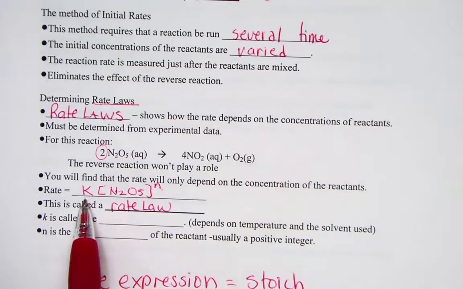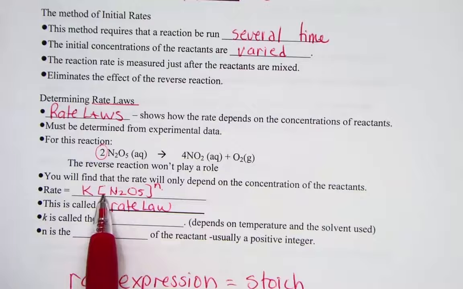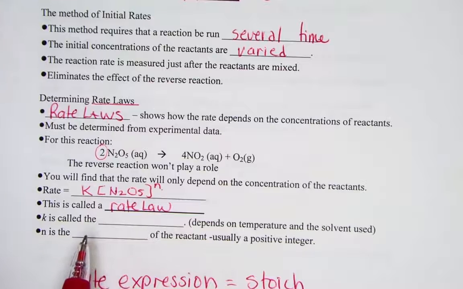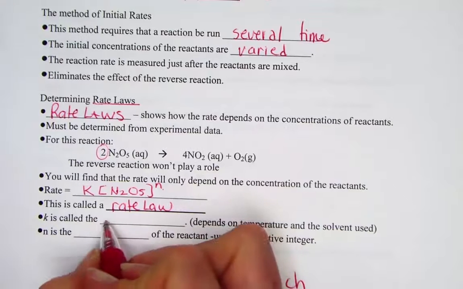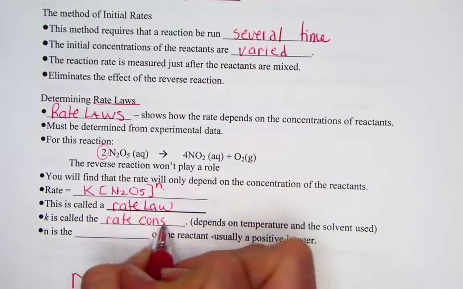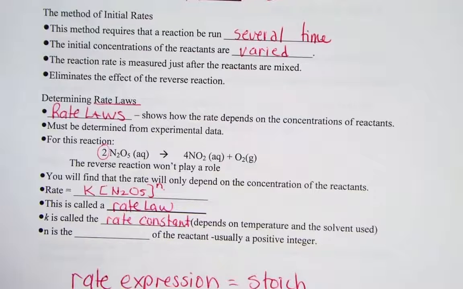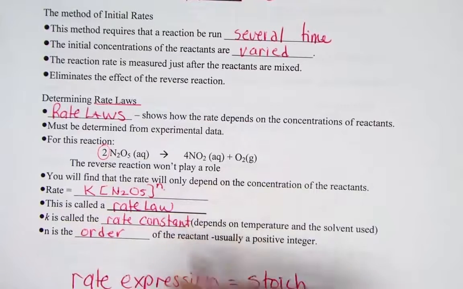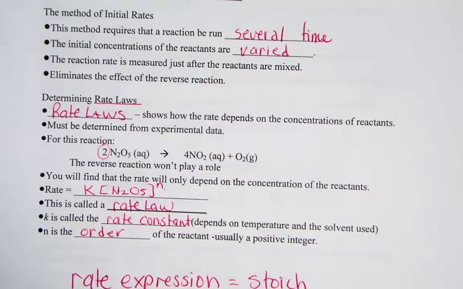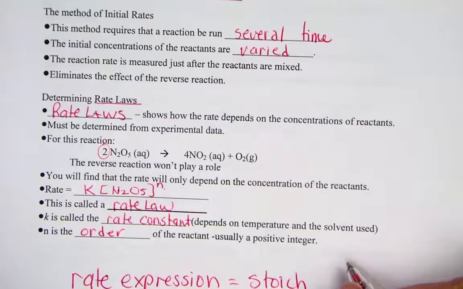Rate is equal to k, a constant, times the concentration of our reactant raised to some power n. The k is a rate law constant. It depends on temperature and the solvent used. And n is called the order of the reactant. It's usually a positive integer. And for the scope of this class, we'll talk about first order and second order. I might comment on zero order. I have seen them on the AP exam, but they're rare. So typically, we're going to look at first order and second order reactions in terms of homework and testing.